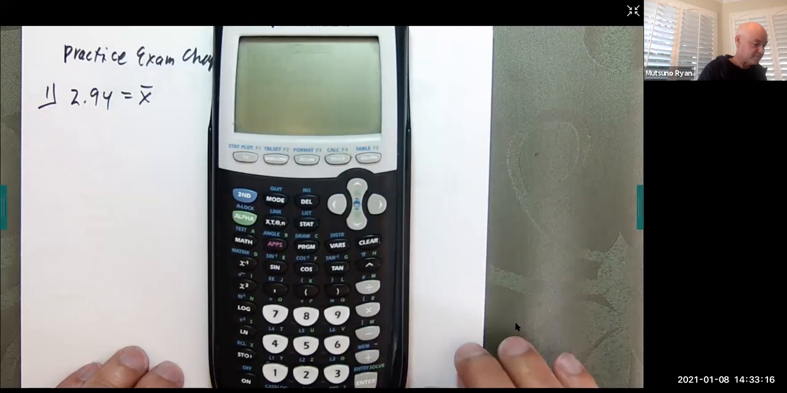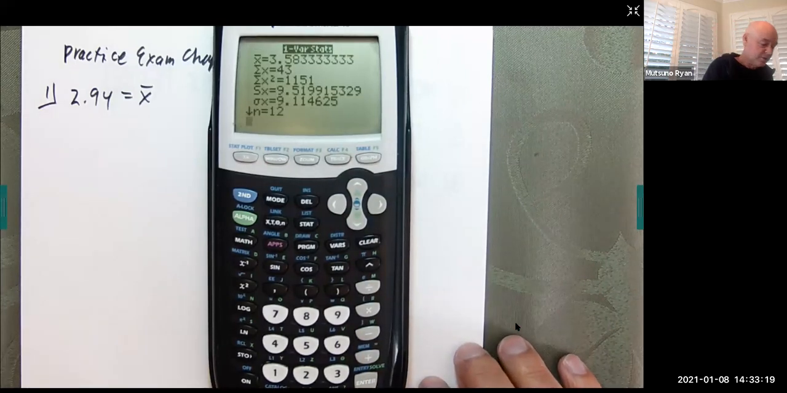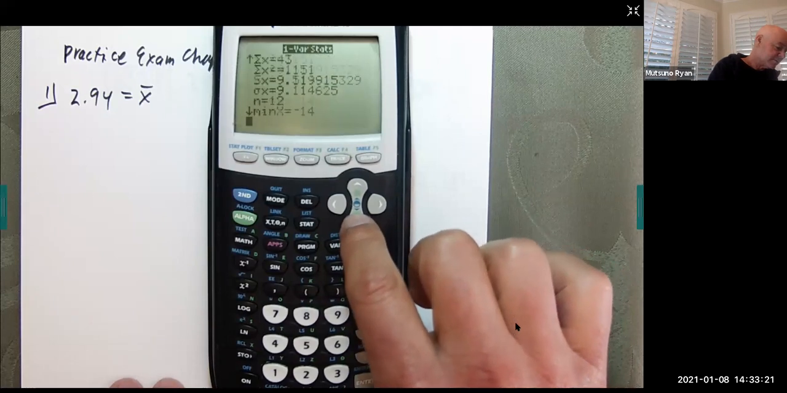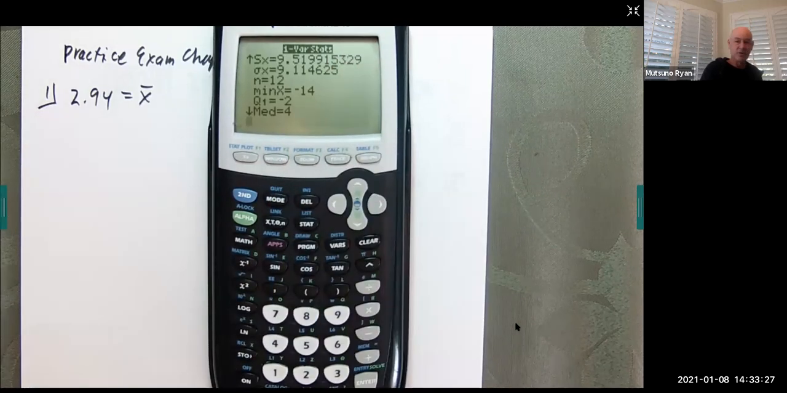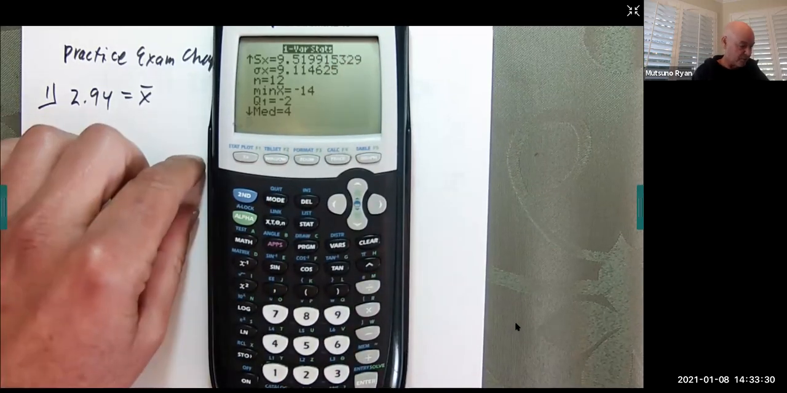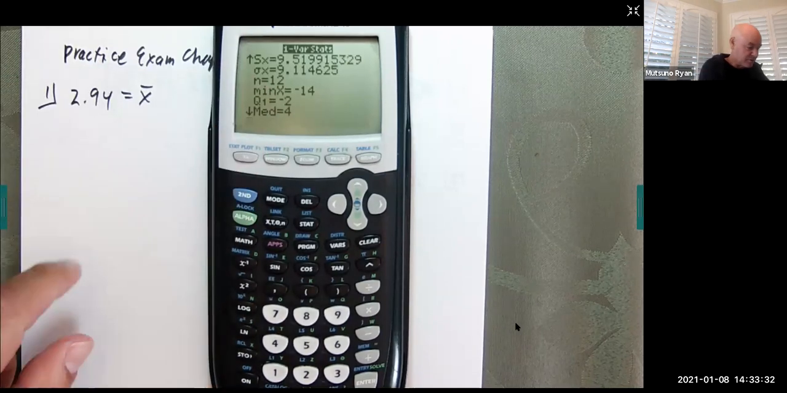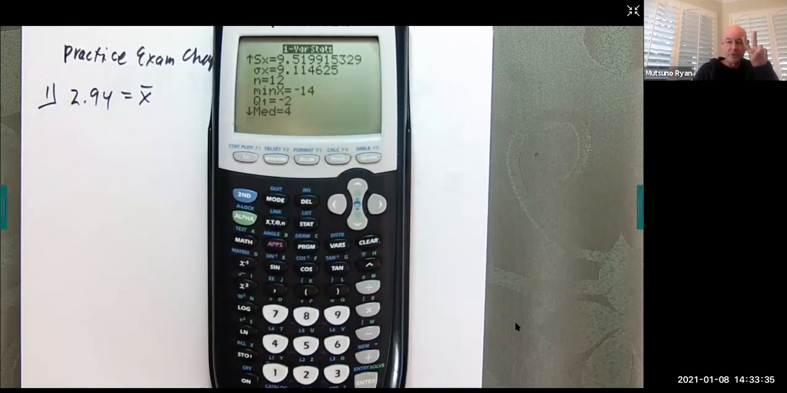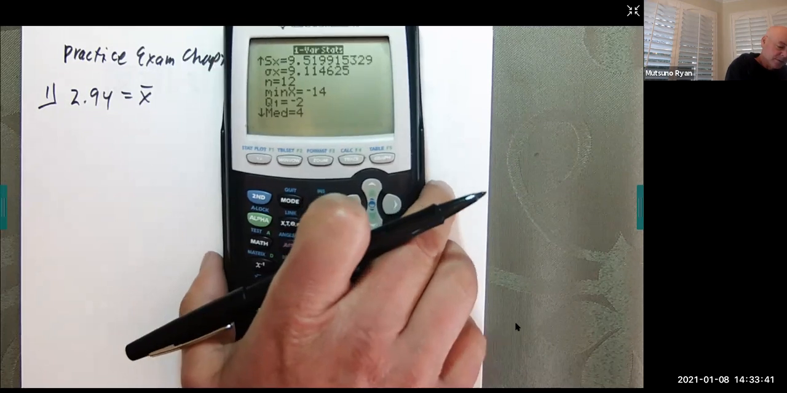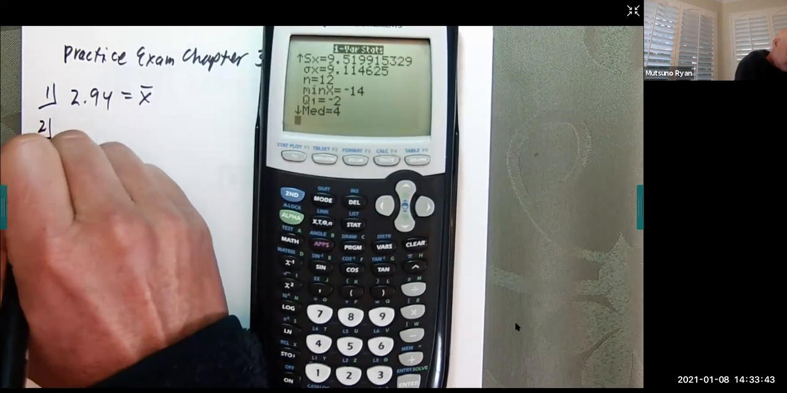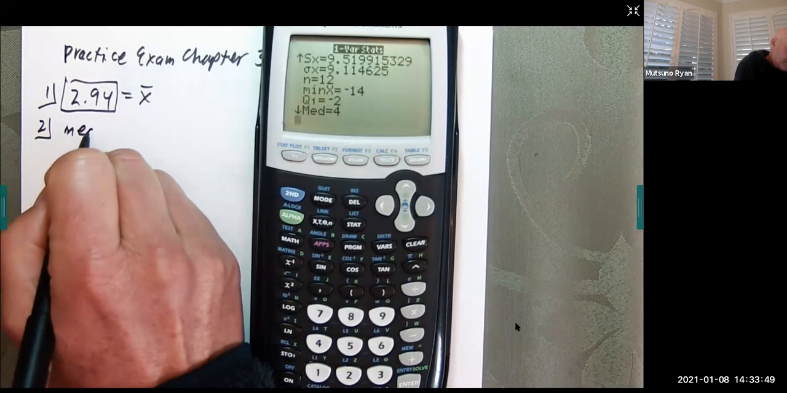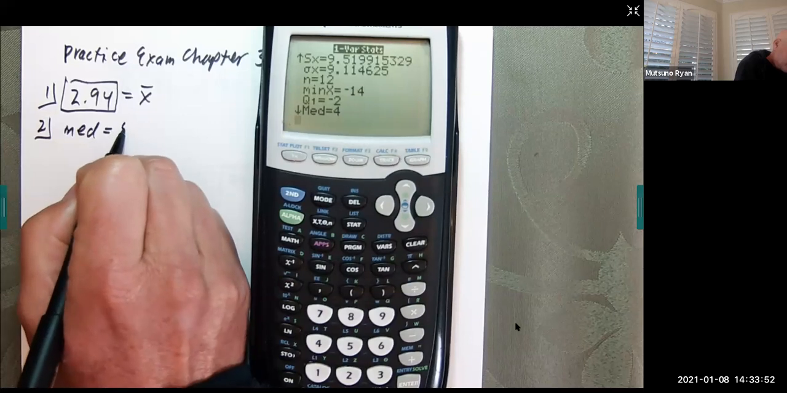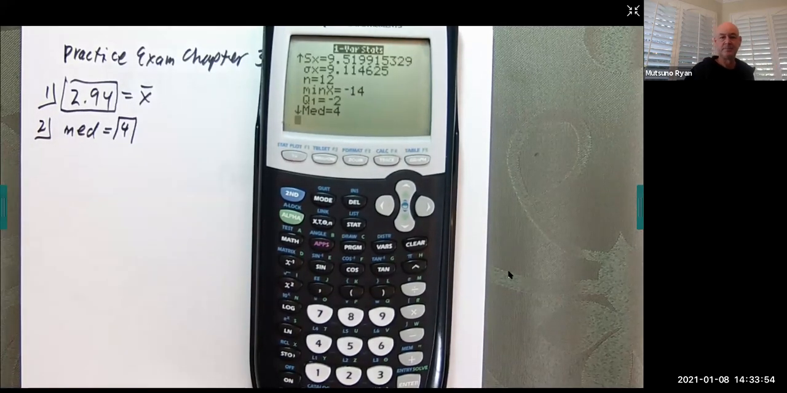I go down to calculate, and remember, I'm looking for the median. Good news is if I scroll down, the median's right there. It's 4. The median means that if I rewrote all the numbers in order from smallest to biggest, then all I would need to do is find that middle number. Remember, if there are 2 middle numbers, you find the mean of those 2 middle numbers. So for number 2, the median is 4. Easy enough.